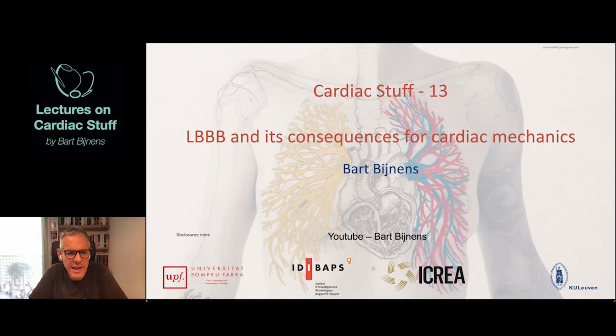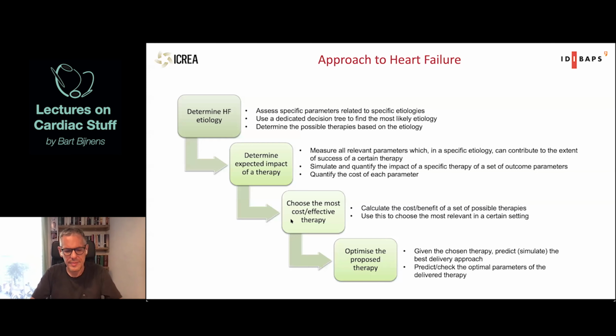Okay, so today I want to talk a little bit about left bundle branch block, an activation abnormality, what the consequences are for cardiac mechanics, what we can expect, and how we can evaluate it also. This actually fits partly in the discussion of how we, for example, approach something like heart failure.